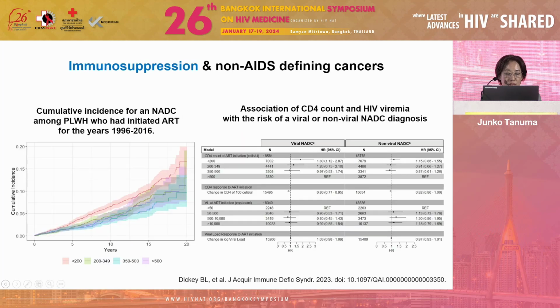As I mentioned earlier, immune suppression caused by HIV infection is one of the leading hypotheses of increased cancer risk in people with HIV. A large study from the US showed that patients who started ART with CD4 less than 350 or viral load over 500, and achieved an improved CD4 count up to 350 or viral suppression by ART, had a significantly decreased risk of both virally mediated and non-virally mediated non-AIDS defining cancers.